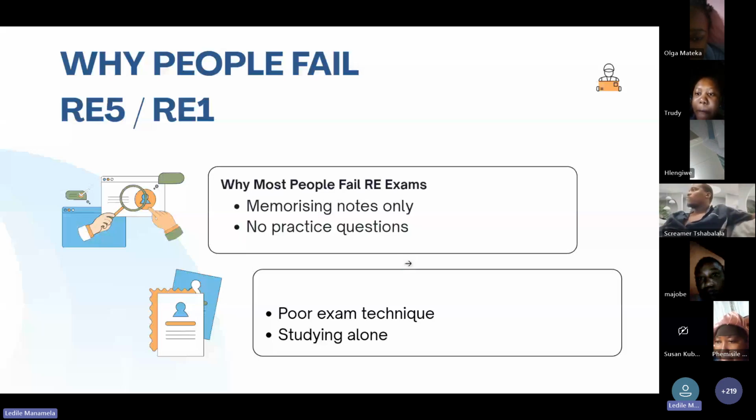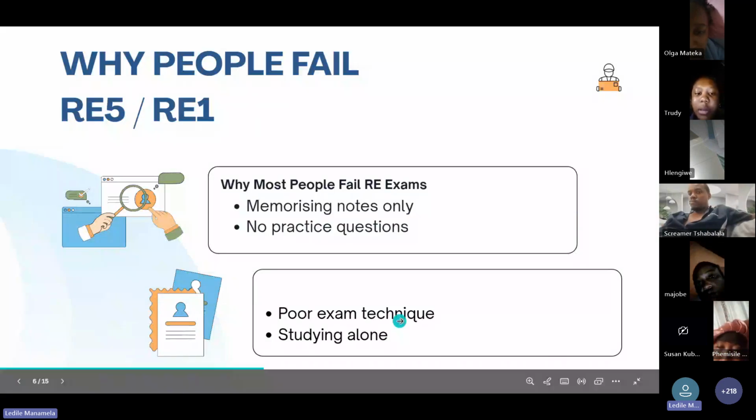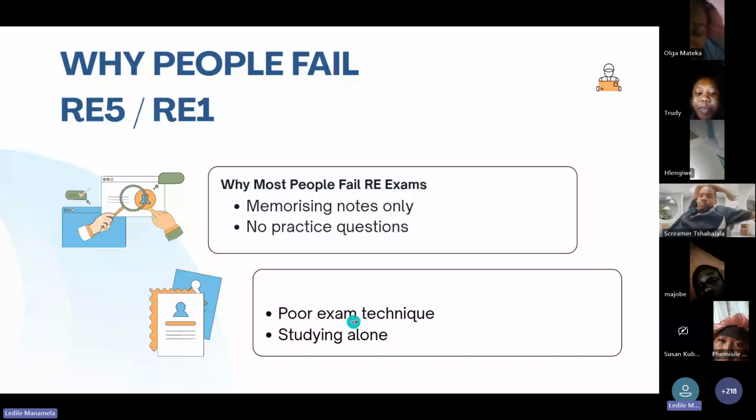Another thing is poor exam technique, and maybe studying alone can also contribute. When I talk about poor exam technique, it's that they don't read the sentence with understanding. They just read it quickly. So for you to be able to pass this, you have to know the keywords in the sentence. Things like may not, before, might, if. Those are usually the keywords that are making people fail RE5. Because if you miss a keyword like if, you might get the whole answer wrong.